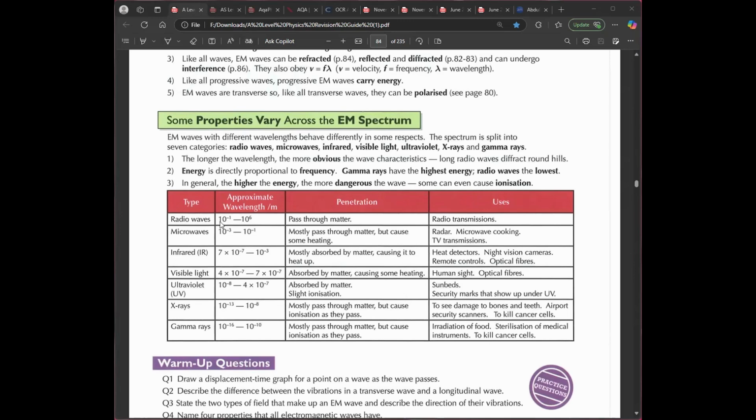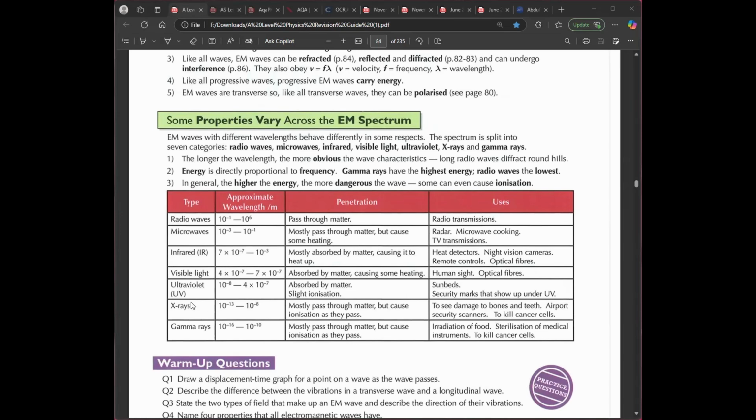It starts from radio waves. These are the longest EM waves, coming down to the gamma rays, which have the shortest wavelength that's possible. So 10 to the power minus 6 to 10 to the power minus 10. And in the middle somewhere we have visible light as well. So the light that we can see, all of the other things we can't see, but they are there.